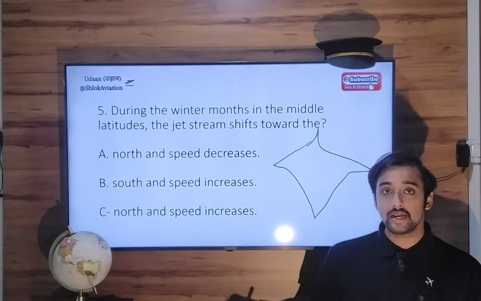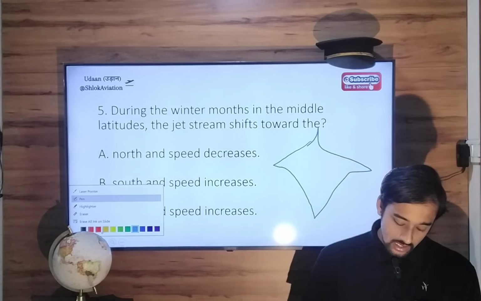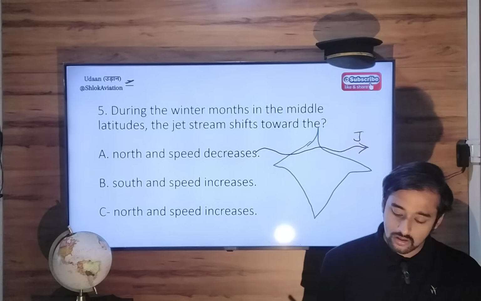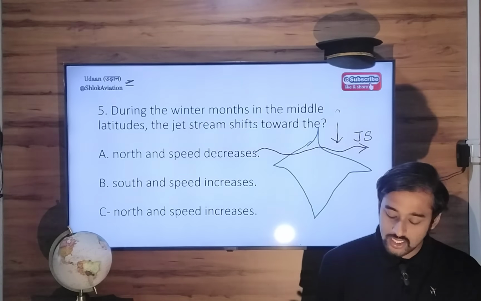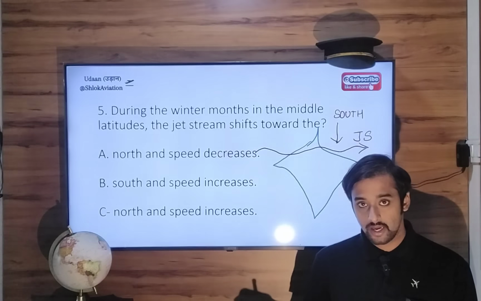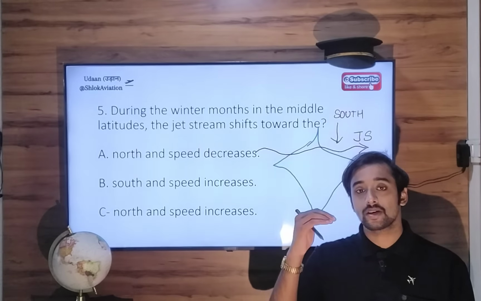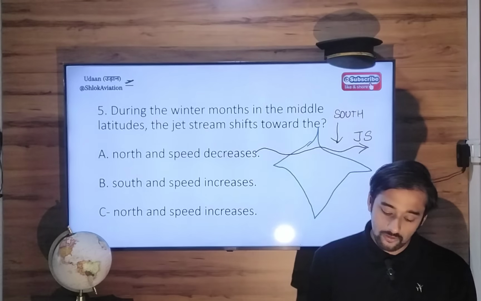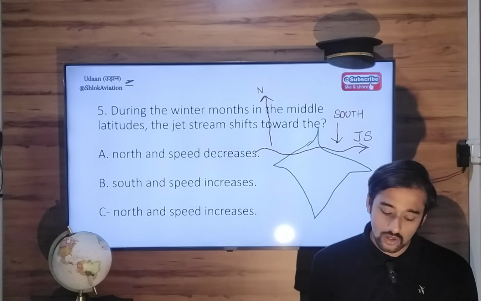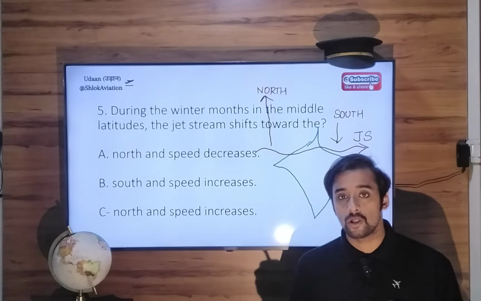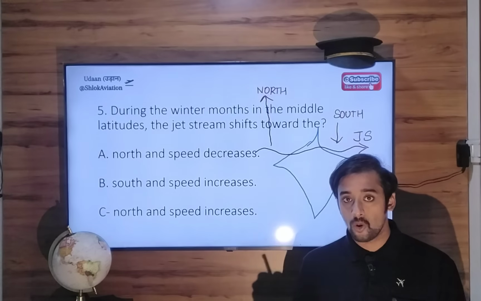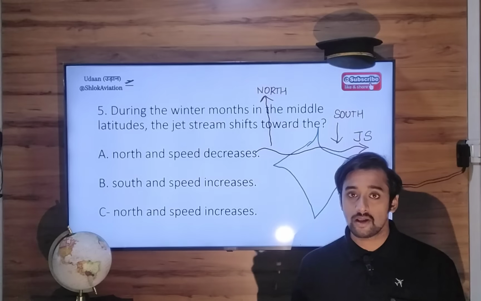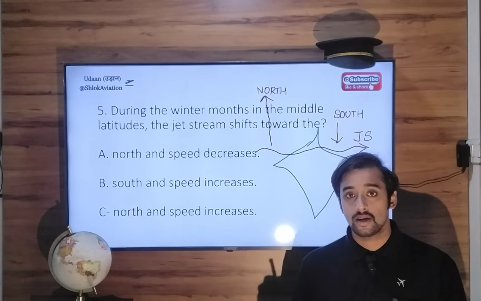During the months of winter, the jet stream moves southwards. During winter months, the jet streams move down the latitudes. During summer months, the jet streams will move up the latitudes towards the northern hemisphere, towards the north pole. So during winters they move towards the south pole, during summers they move towards the north pole, or they migrate to higher latitudes. During winters they migrate towards lower latitudes.